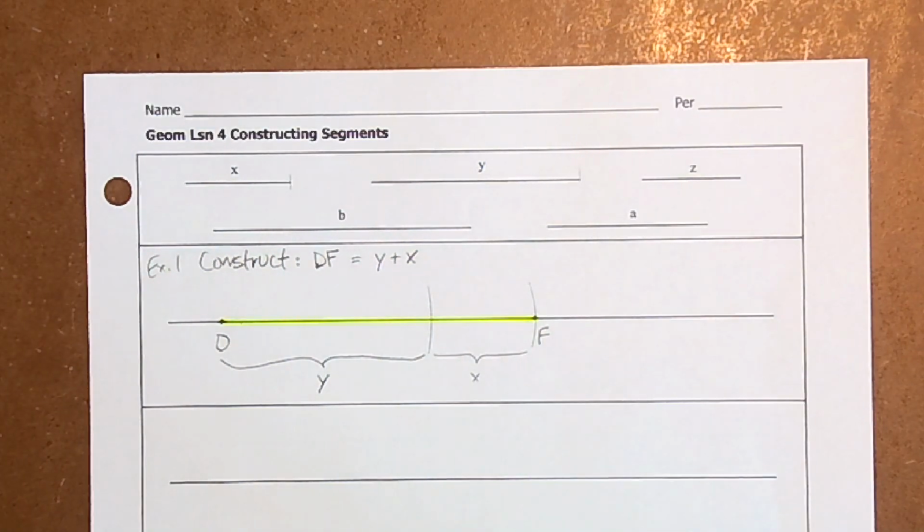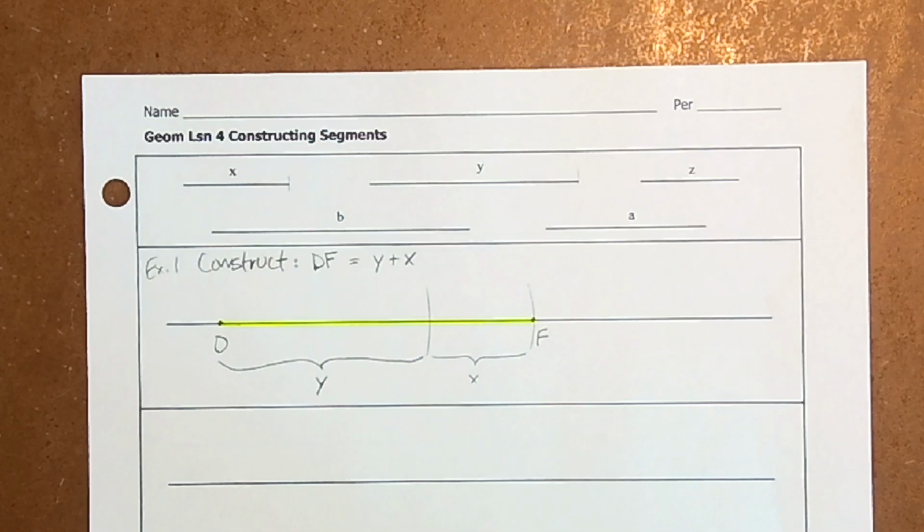And that's how you're going to tell me that's the section, Mr. Vargas, that is Y plus X length long. Line segment DF. Same thing as a Y plus an X.